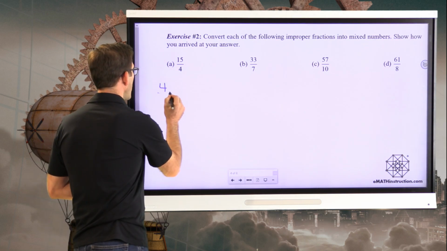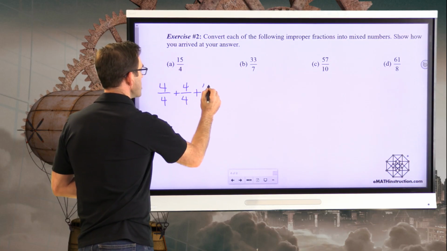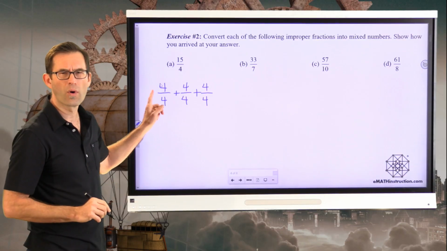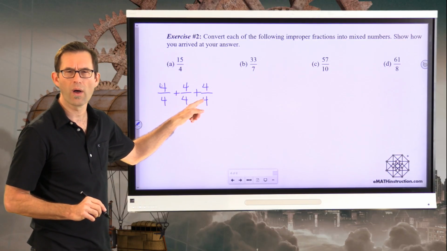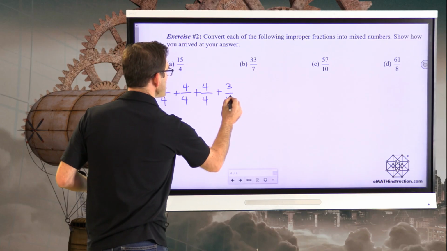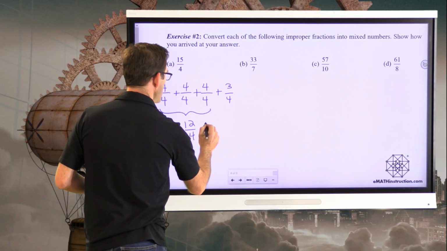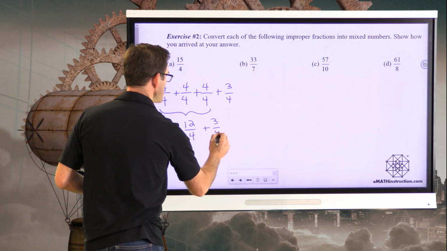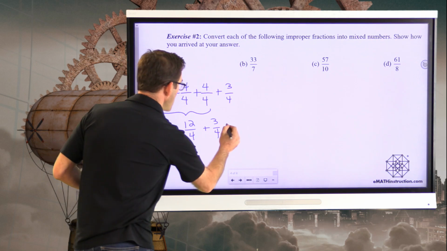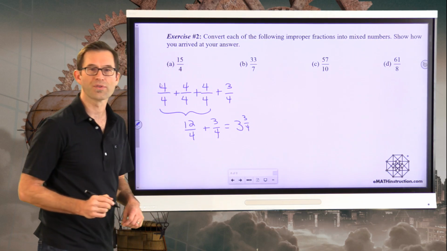So you've got 4/4 plus 4/4 plus 4/4. Now just for a minute, pause. 4 plus 4 is 8, plus another 4 is 12, and then we'd have another 3/4. So all of this would be 12/4 plus 3/4. Now, what's 12/4? Well, 12/4 is equal to 3. So this is 3 3/4.